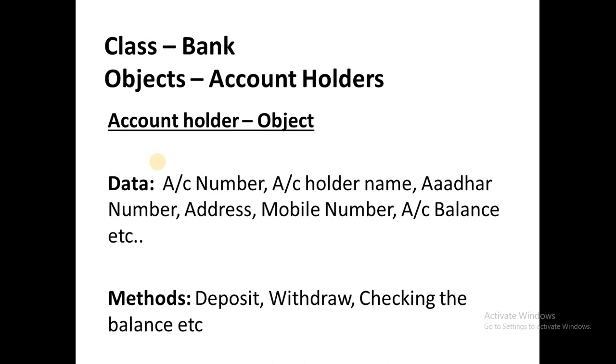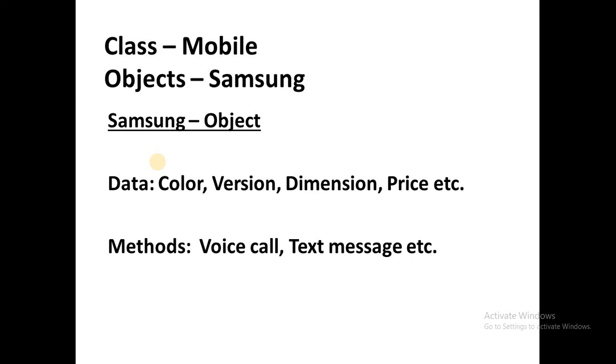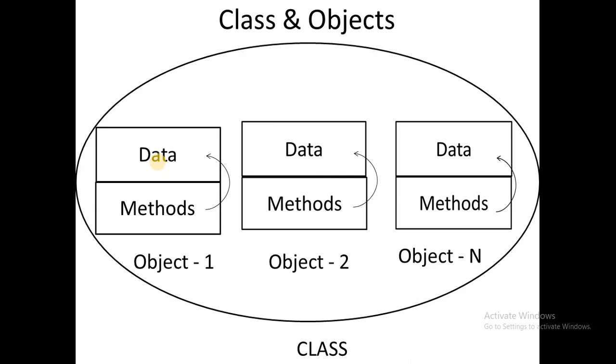For example, here account holders are similar type of objects. A bank can have n number of account holders, and each account holder has its own features. Overall, those are similar type of objects. A collection of account holders, a set of account holders, is called the bank class. Here also the same thing: a set of different mobiles, a collection of mobile phones, is the mobile class. So a class can have n number of objects, and each object has two components, data and methods, and the whole thing we call a class.